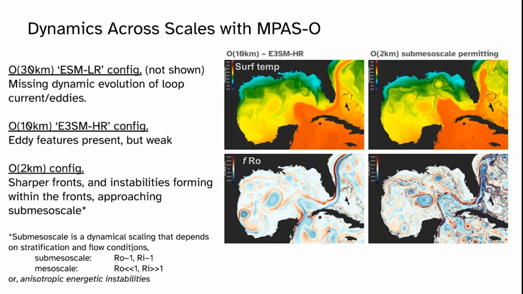I'll be talking about sub-mesoscale features a lot in this talk, so I just wanted to provide a quick definition. Sub-mesoscale, we often think about just in terms of a length scale, but really it's a dynamical scaling that depends on stratification and the flow conditions. Sub-mesoscale can be characterized as a Rossby number of 1 and a Richardson number of 1, whereas mesoscale, larger scale things, are Rossby numbers much less than 1, meaning fairly geostrophic, linear flows, and Richardson numbers much greater than 1, meaning fairly stably stratified. Another way to think about it is sub-mesoscale flows are anisotropic energetic instabilities.